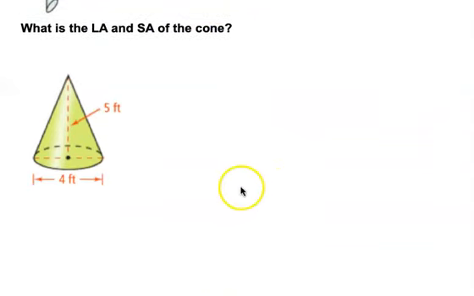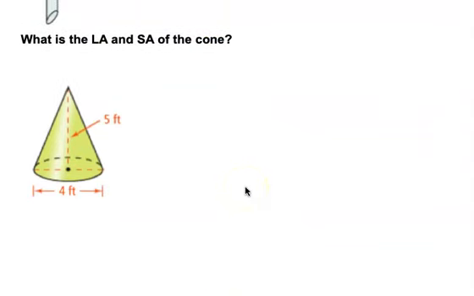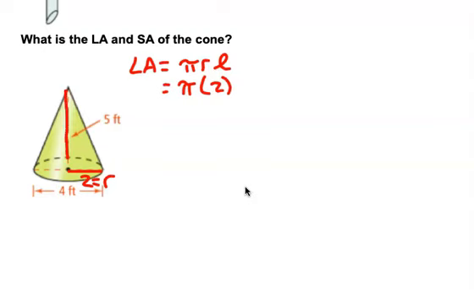Okay, this one says, what is the LA and SA of the cone? So LA is pi r L, okay, and then they're going to ask for SA eventually, which will be LA plus B. So here we go. So we have pi. r is going to be 2 this time. And we have the wrong height. Okay, 5 is pointing to this height, which is H. So 5 equals H. We need to get L.